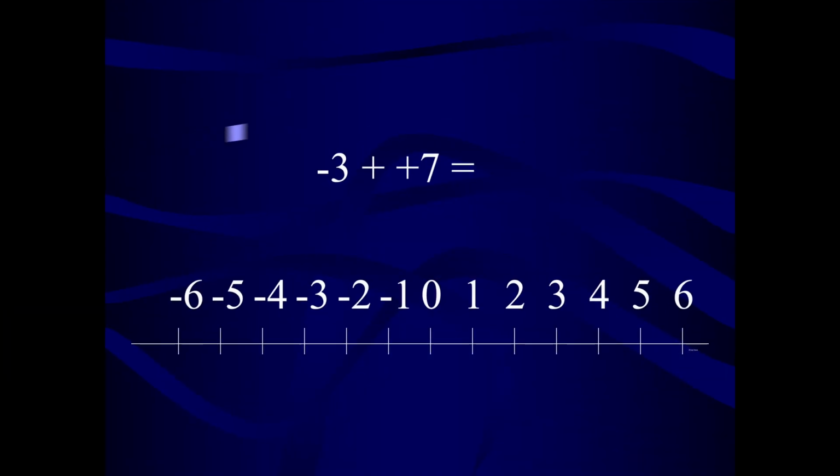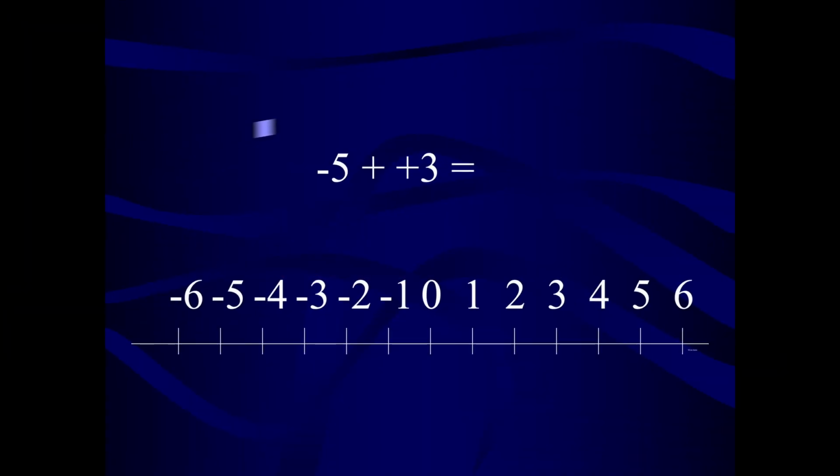Negative 3 plus positive 7 equals. From the 0 we have to go to the left 3 spaces, taking us to negative 3. Then we have positive 7. From the negative 3 we have to go to the right 7 spaces, taking us to positive 4 as our answer.